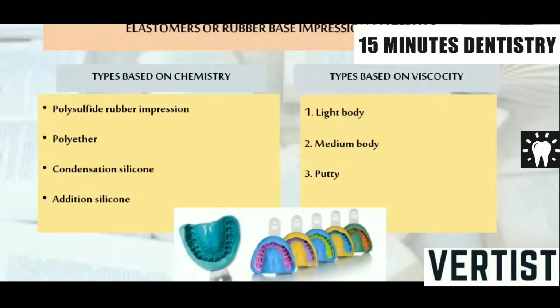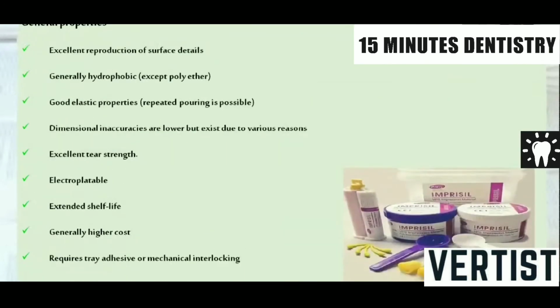We'll start with the elastomeric impression materials. There are different kinds of rubber-based elastomeric impression material: polysulfide, polyether, condensation silicone, and addition silicone. You can also classify them according to consistency: light body, medium body, and putty material.